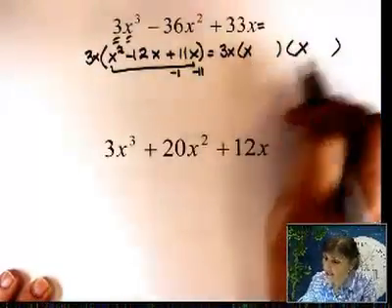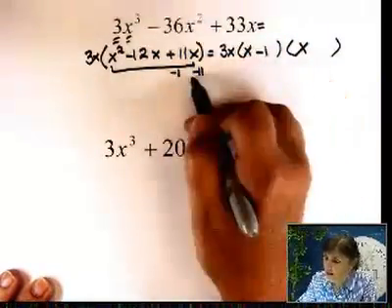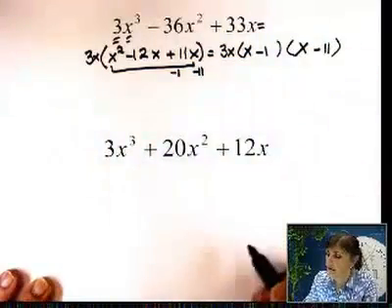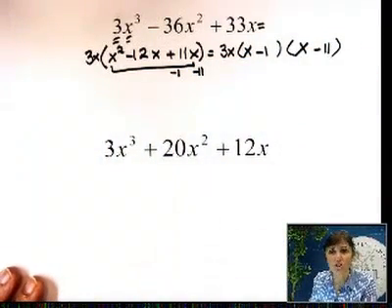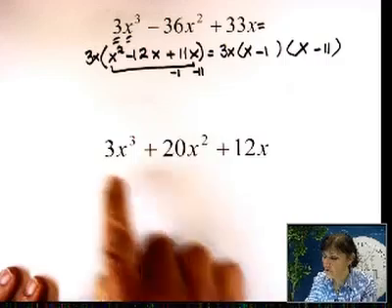x and x, and so it's going to be negative 1 and negative 11. Okay, you can FOIL it back to check if you want. So let's try that one.